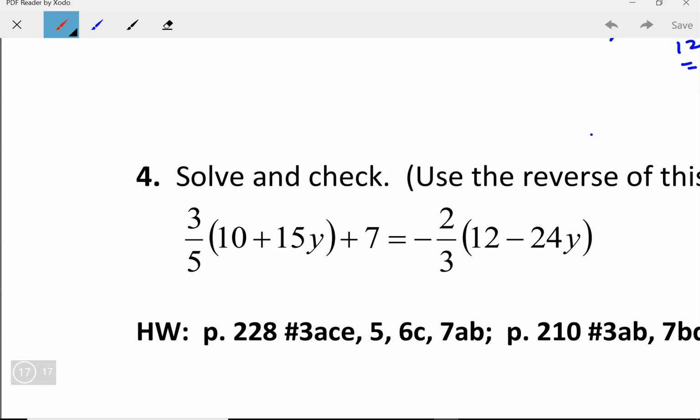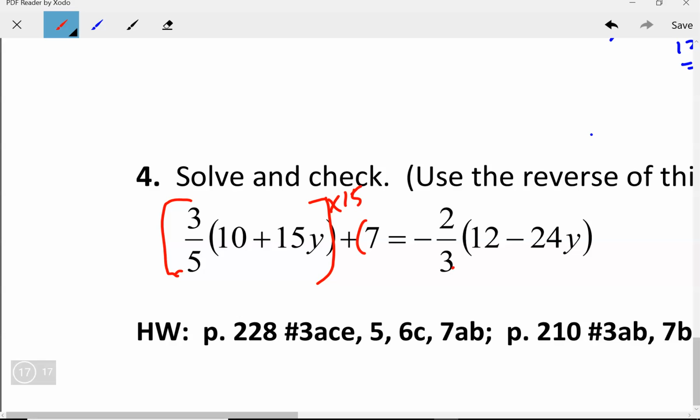So we'll take a look at this again. I have y's on both sides of the equal sign, so I'm going to take a common denominator first, and I'm going to multiply everything by the common denominator, which here is 15. So 7 times 15, negative 2 over 3 times whatever this bracket is, times 15.